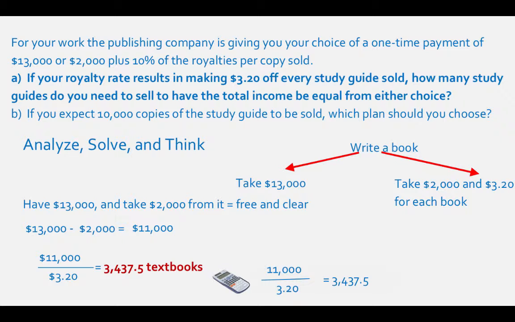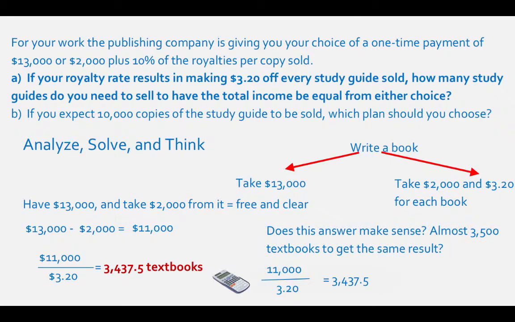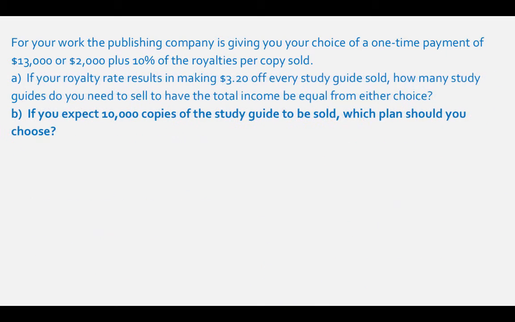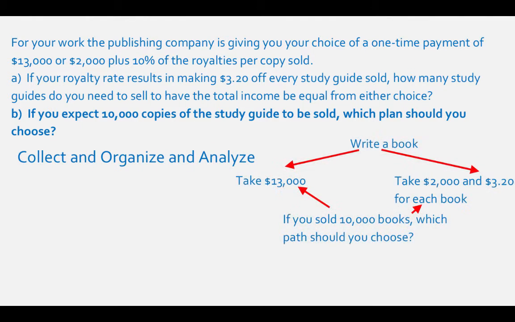Now, think about this number. Does it make sense? Almost 3,500 books could be sold and you'd make the same amount of money either way. For part B, if you would have sold 10,000 books, which way would be more profitable for you? For this collect and organize step, let's add to our sketch again with this new information we just acquired.